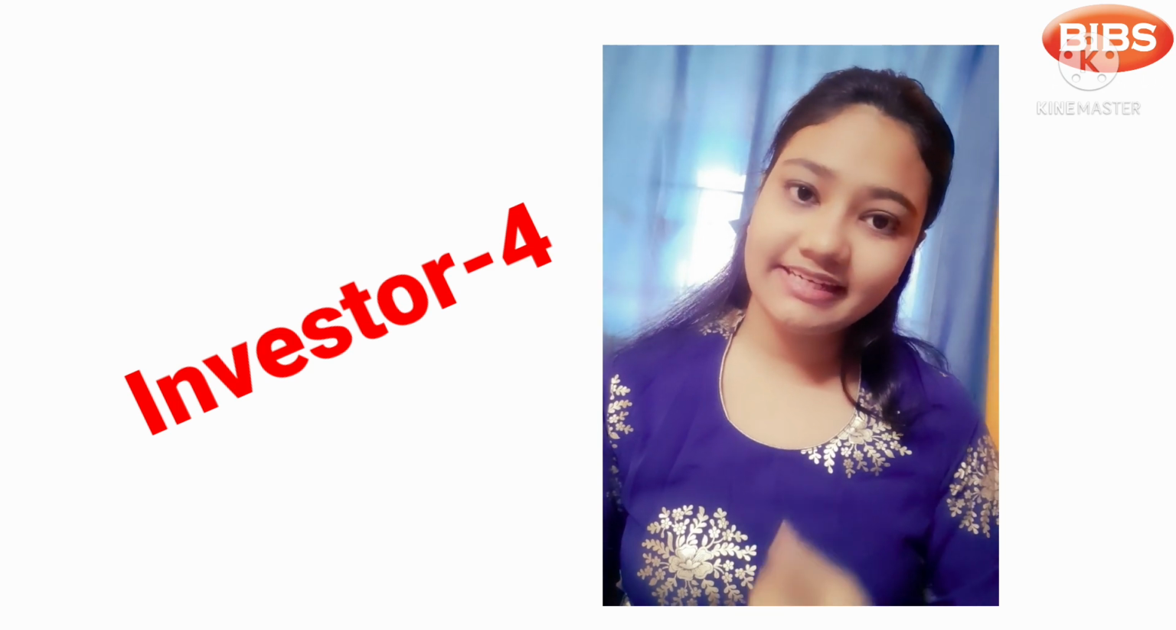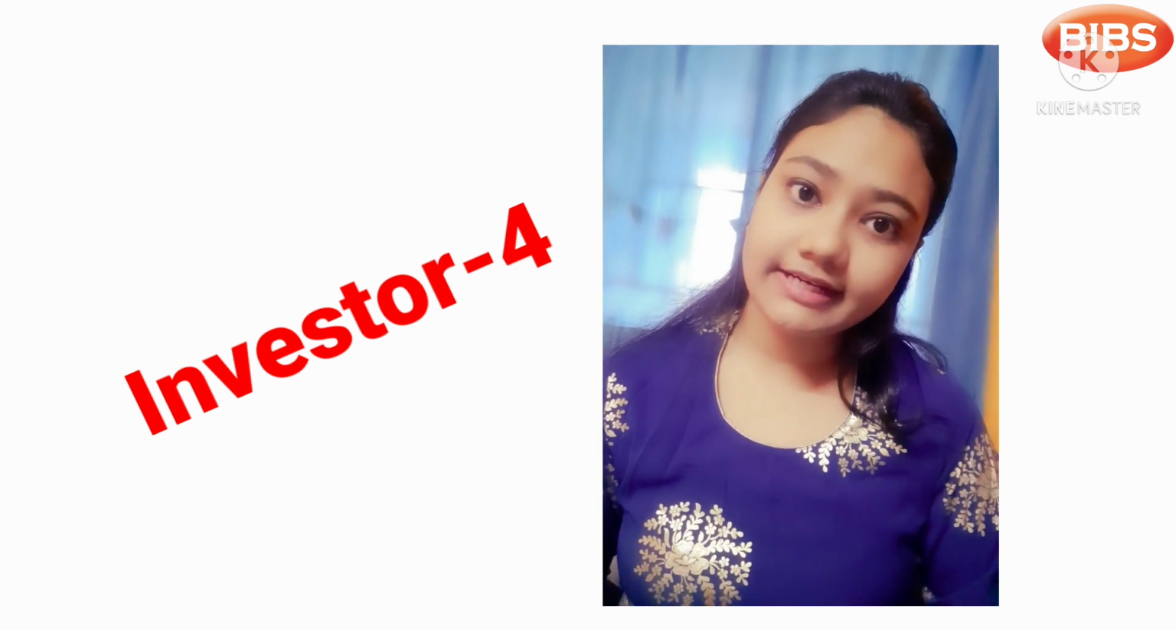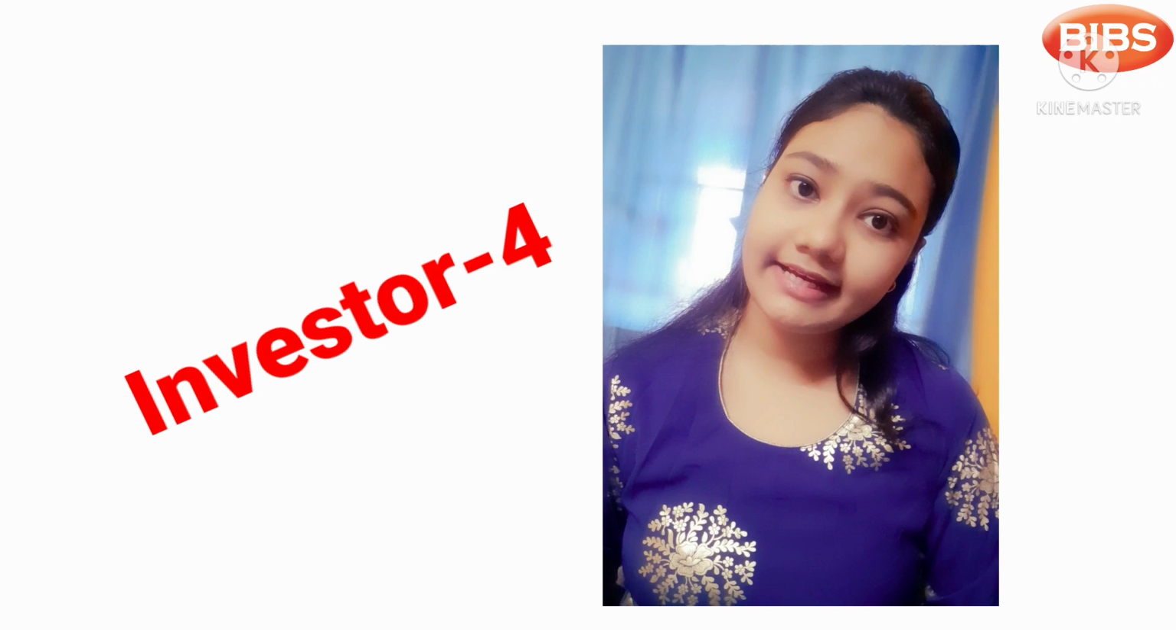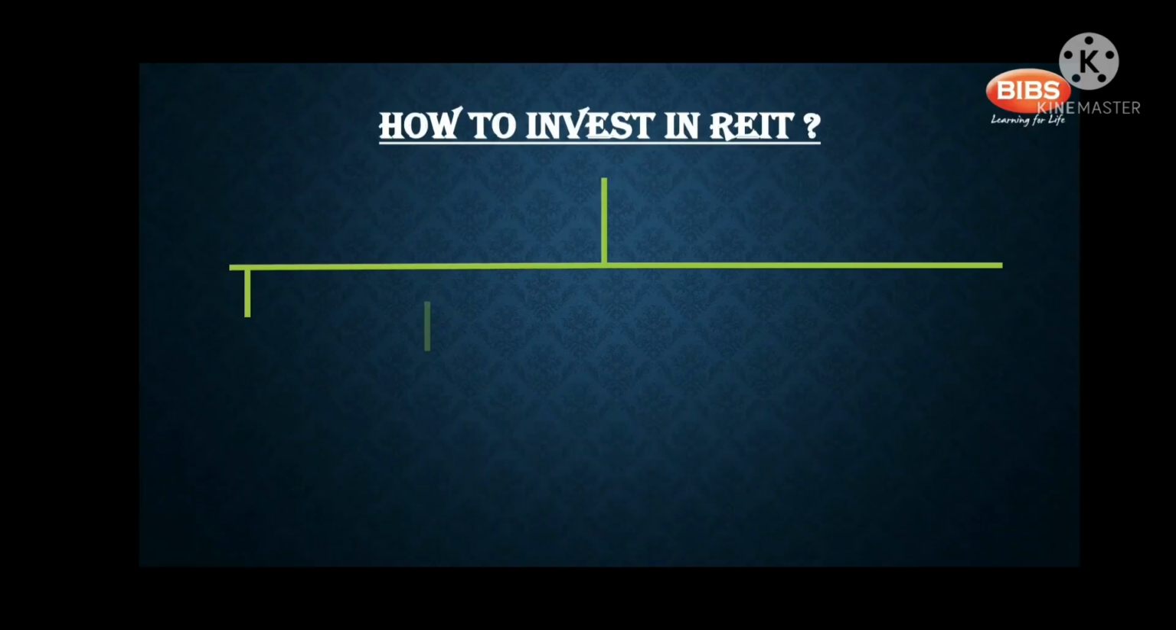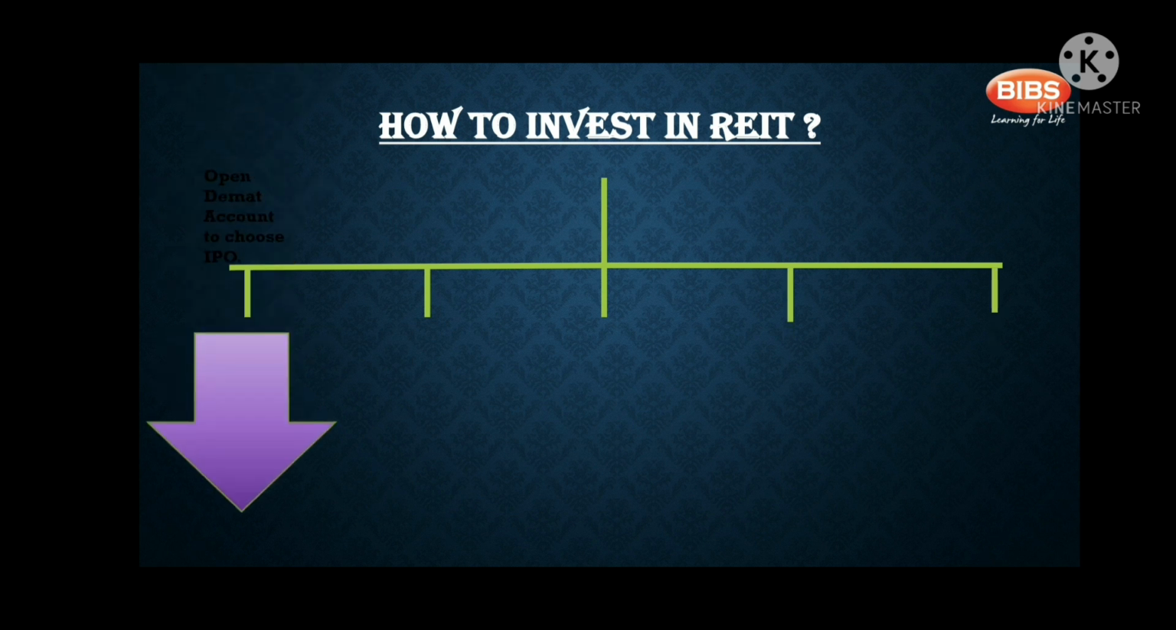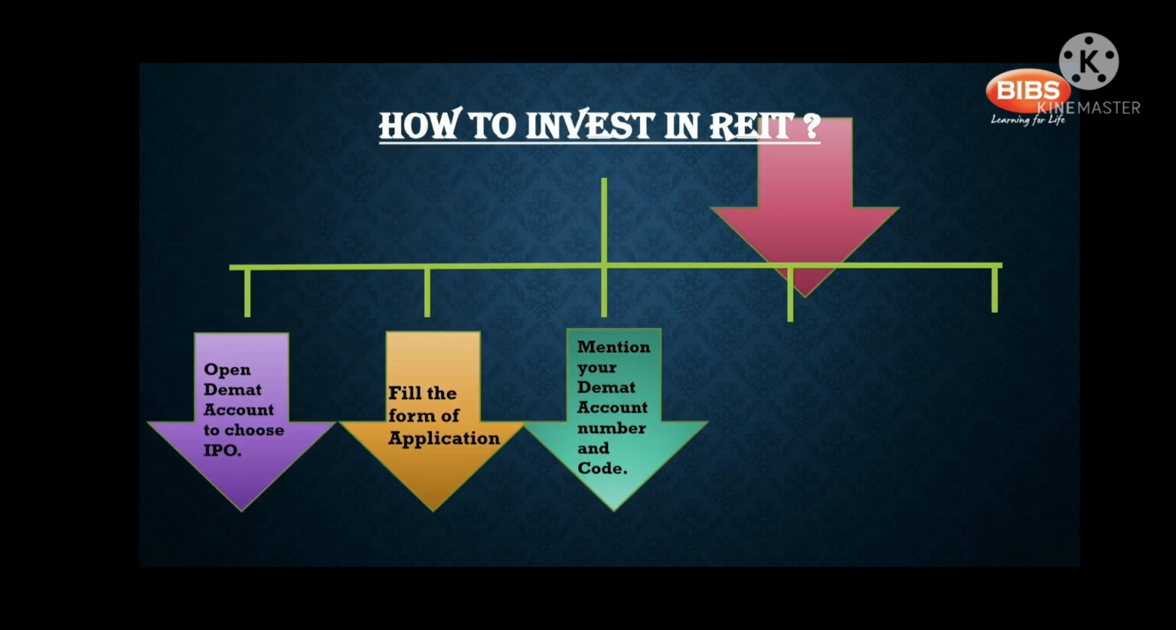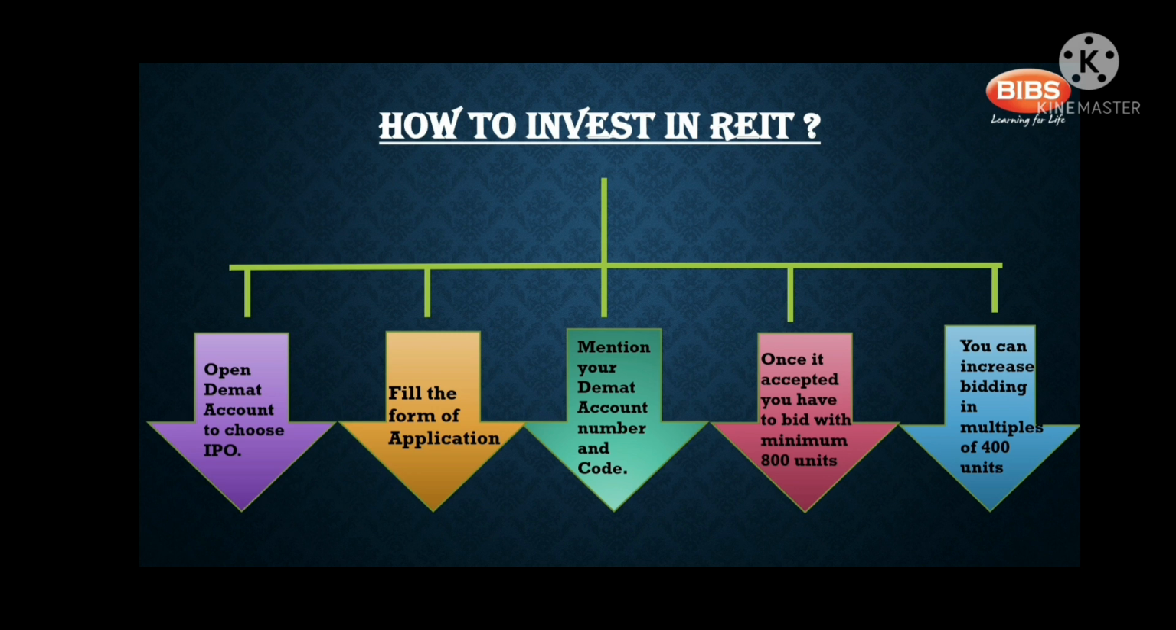I am interested in equity REIT. So what are the steps to invest in REIT? The steps are very simple. First, we have to open a demat account. Then we have to fill in the application form. Third, we have to mention our demat account number and code. Fourth, once it's accepted, we have to bid with a minimum of 800 units. Fifth and the last point is we can increase bidding in multiples of 400 units.